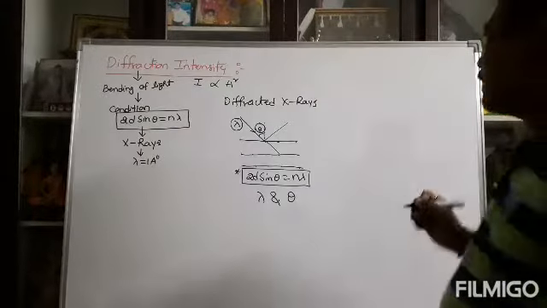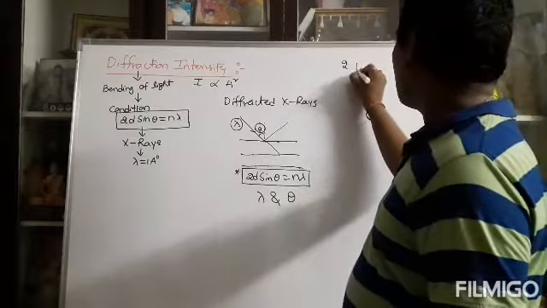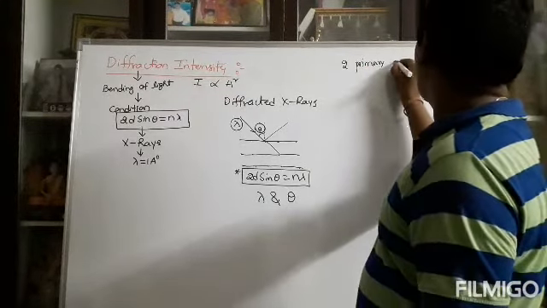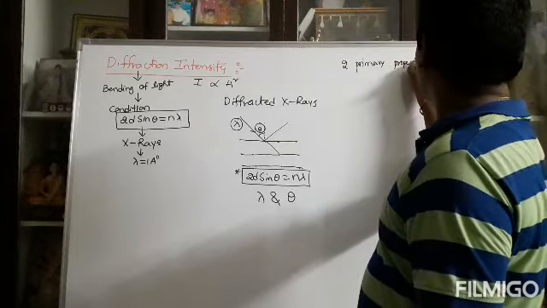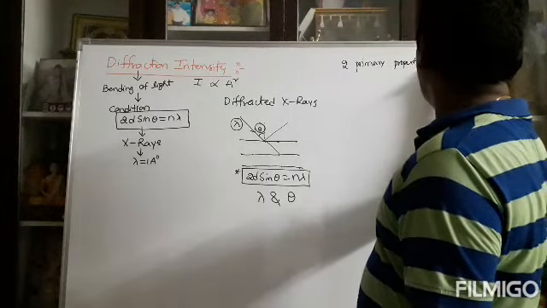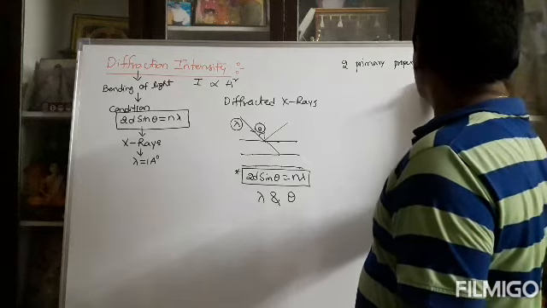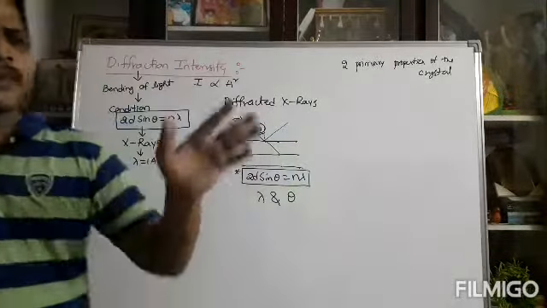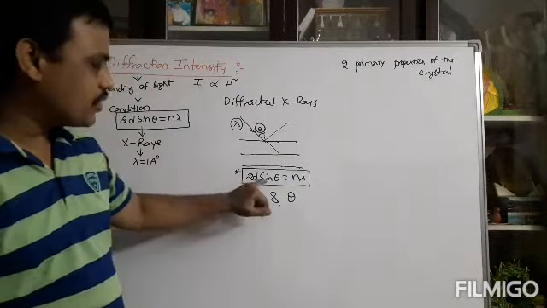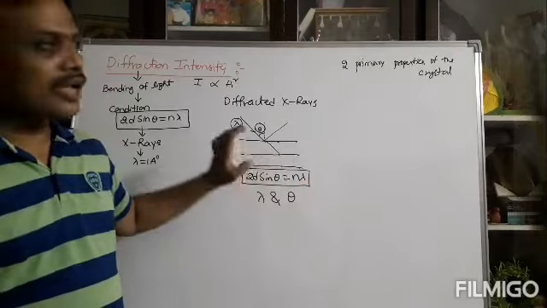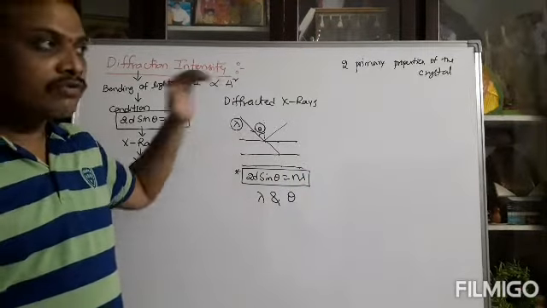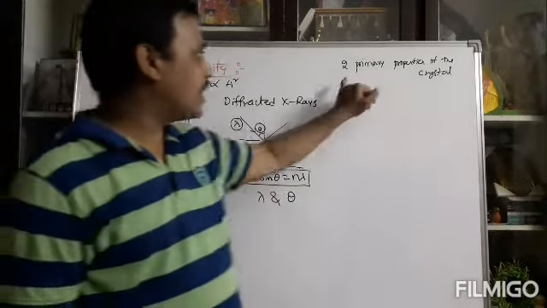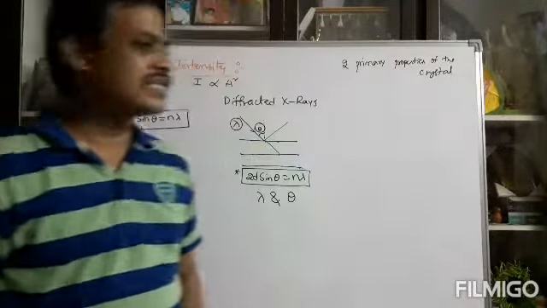It mainly depends on two primary properties of the crystal. Actually, diffraction occurs at the condition where the diffraction pattern must be obeyed. That condition is 2d sin theta equals n lambda. Why the diffraction condition is not obeyed is mainly dependent on two primary properties of the crystal.